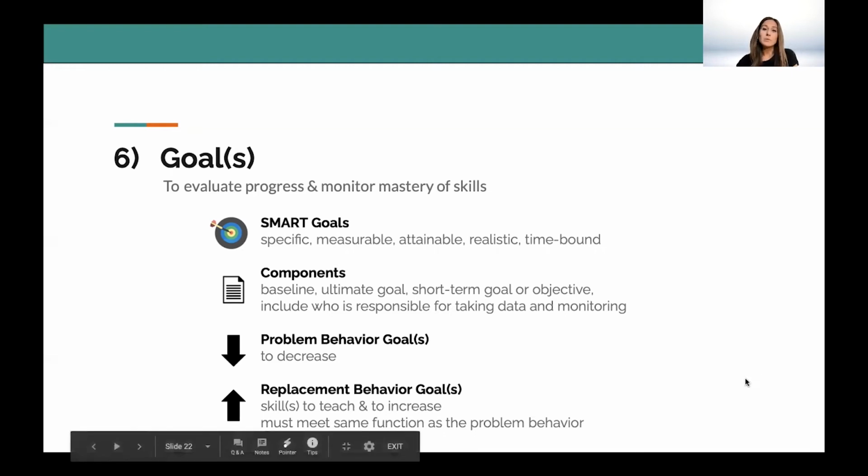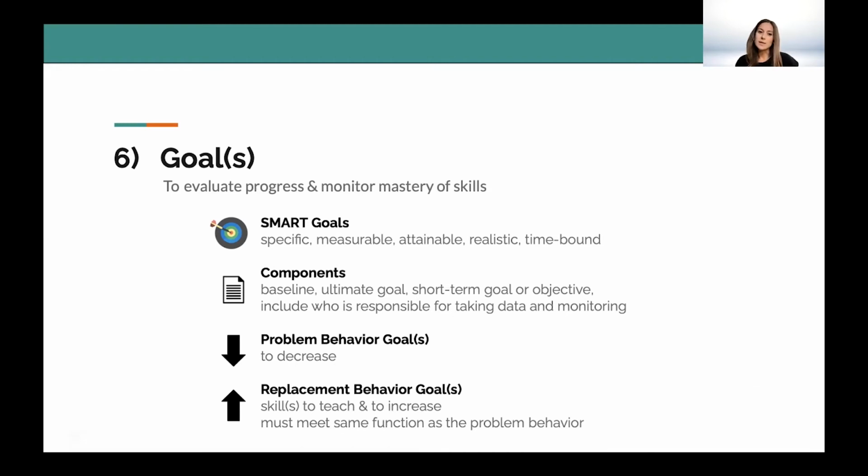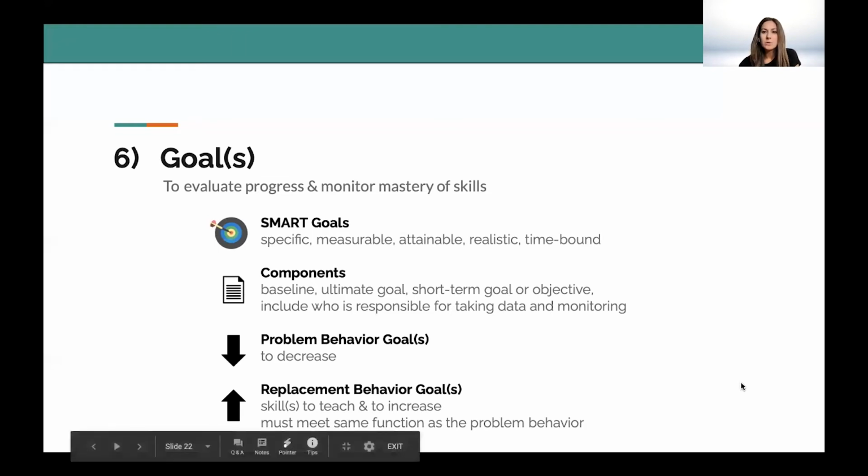For every problem behavior goal, so let's say decreasing the screaming to X level, there should also be a replacement behavior goal that meets the same function. So in the examples that we talked about, teaching Johnny how to request a break, ensure that Johnny is eventually tolerating completing X, Y, Z math exercises within his school day.